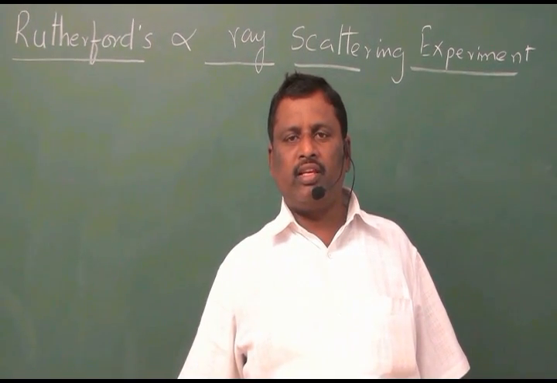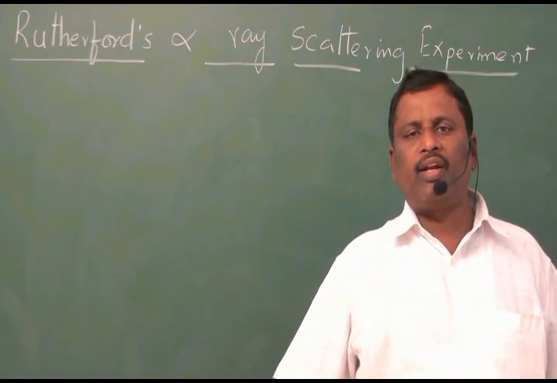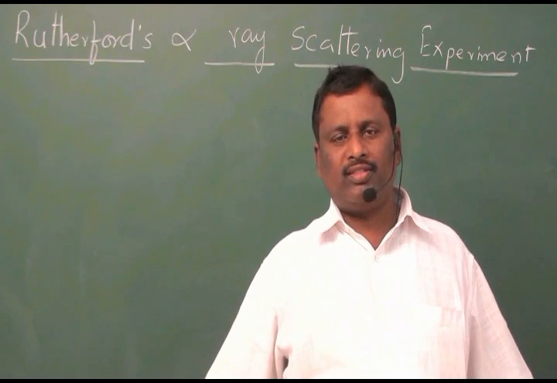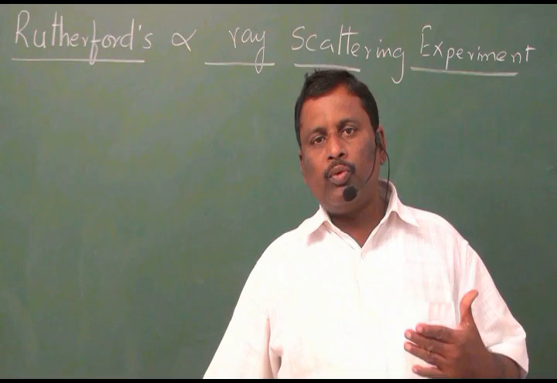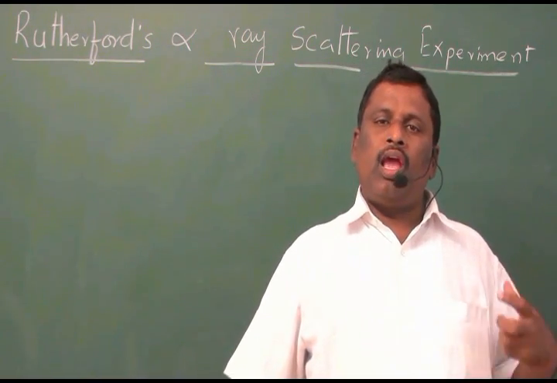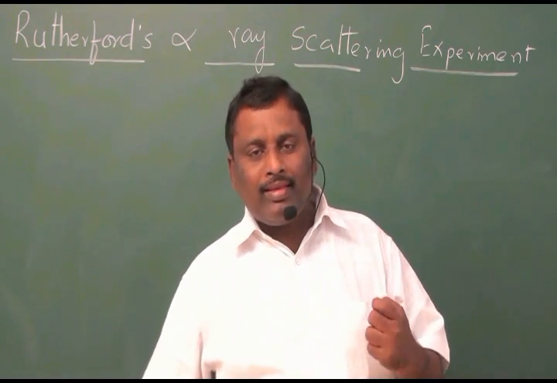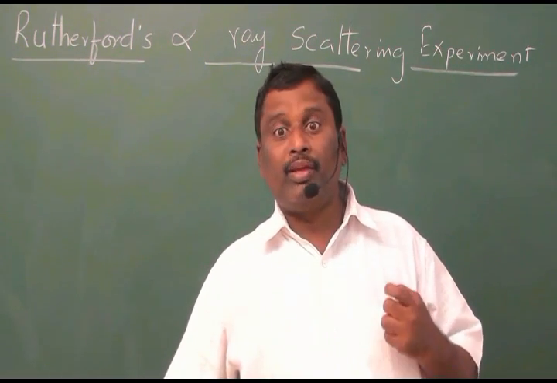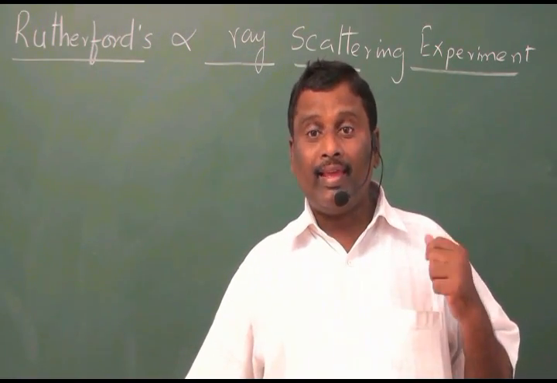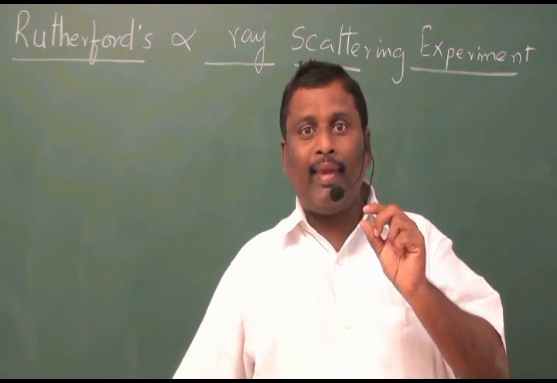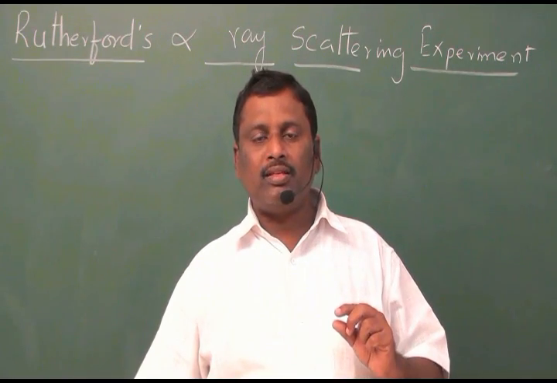Rutherford's alpha ray scattering experiment. After the discovery of fundamental particles, that is electrons and protons, a problem arose: how are these fundamental particles arranged in a small place in an atom? Because an atom is the smallest particle, which cannot be seen with our naked eye. So in such a small place, how are these fundamental particles arranged?